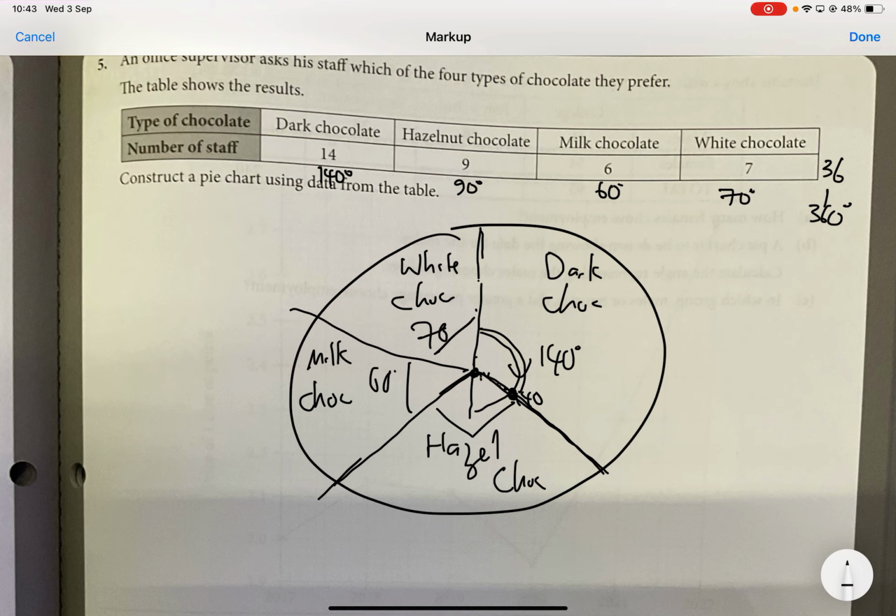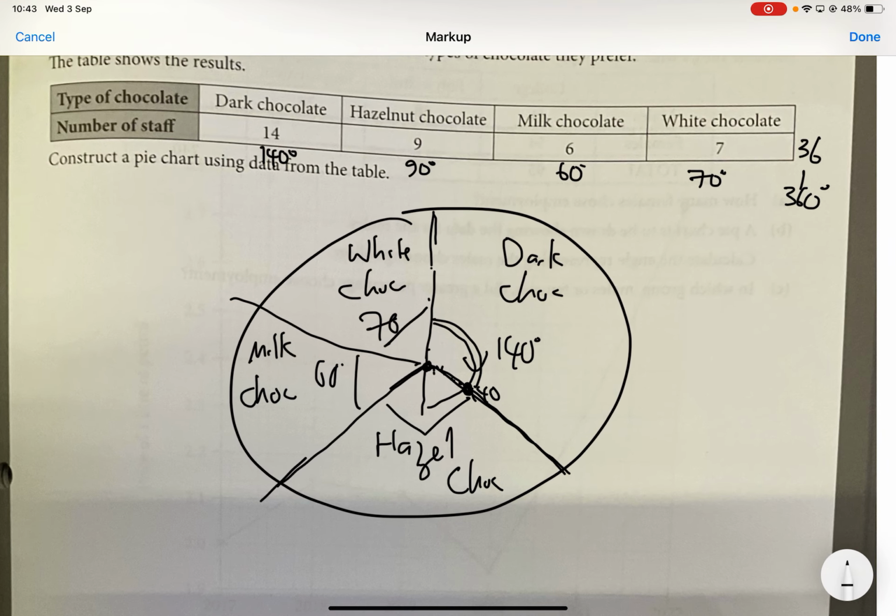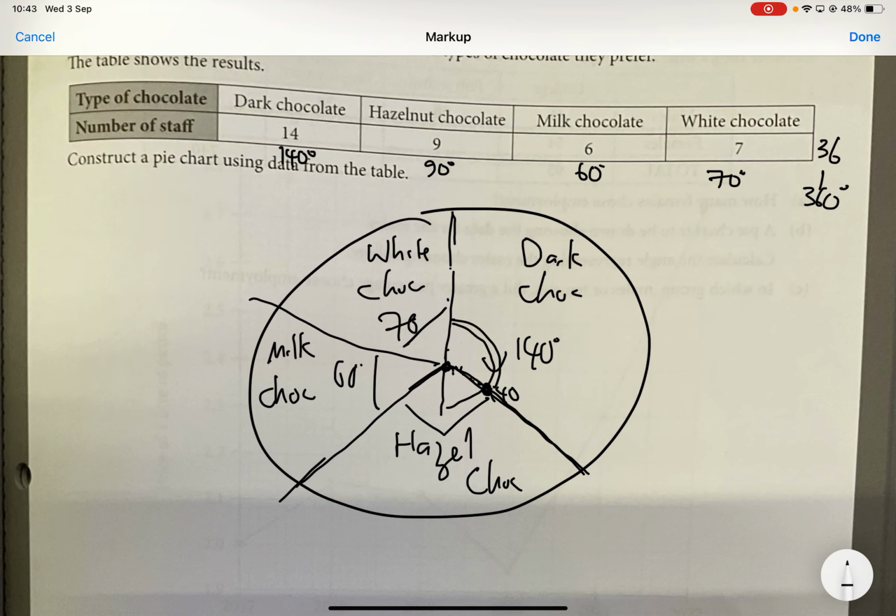Okay, Ken. The steps in constructing the pie chart. Okay. Then we go on to line graph.